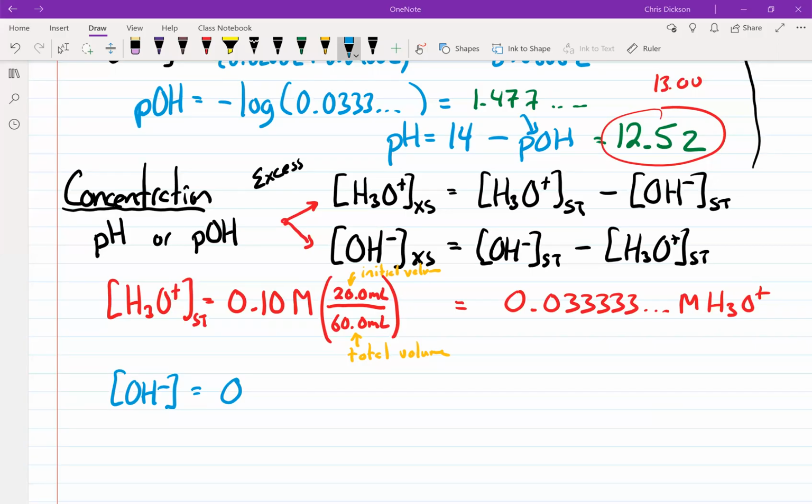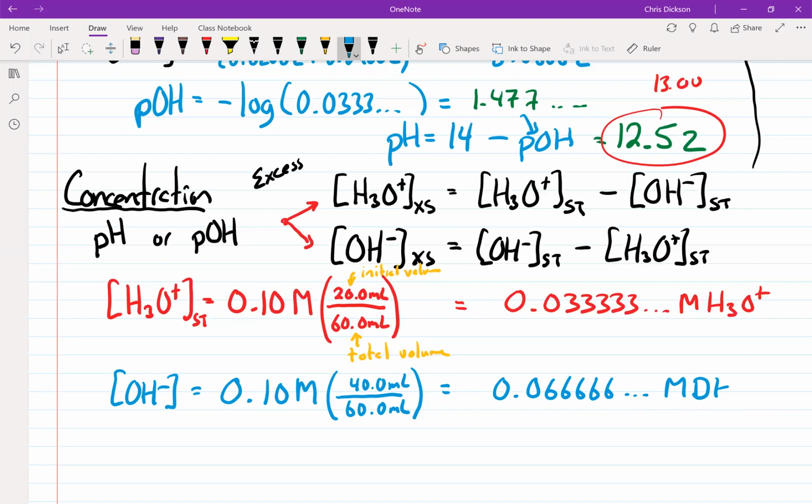Okay, so we start with 0.10 molar. And now our dilution factor is 40 mils of base over top of 60 mils of combined volume. And so I work that out. It's going to be 0.1 times 4 divided by 6. And now I'm getting 0.066666 molar hydroxides.